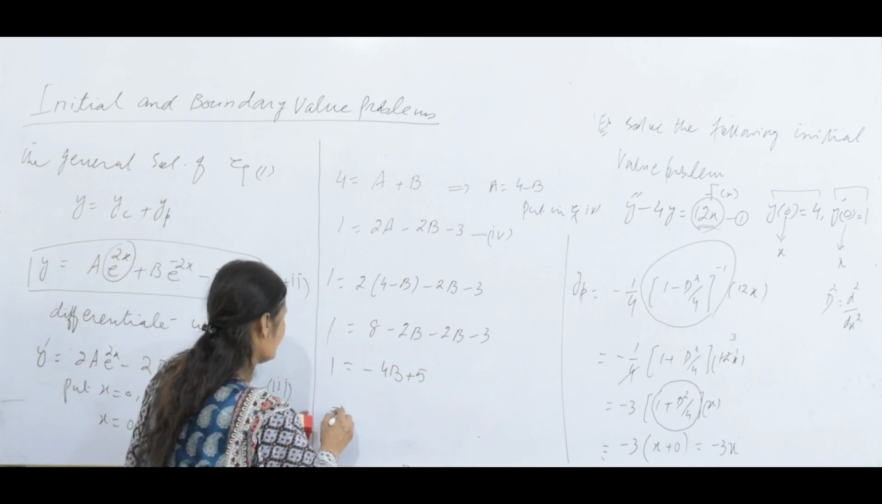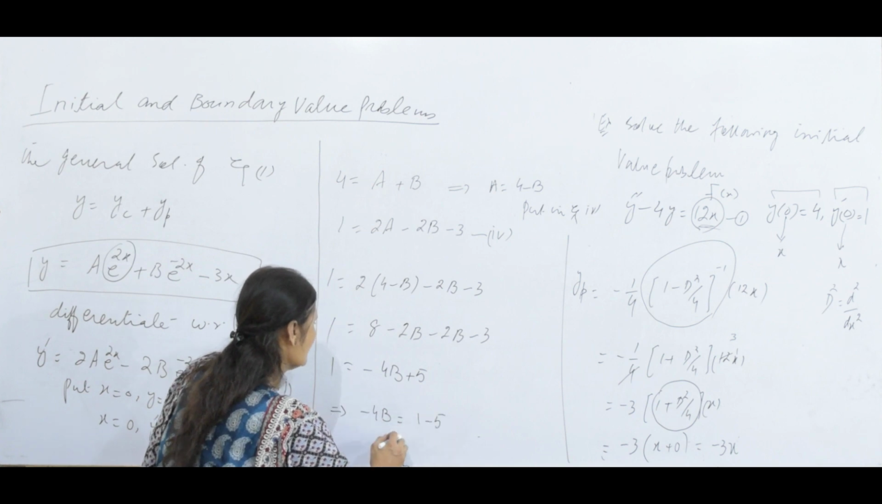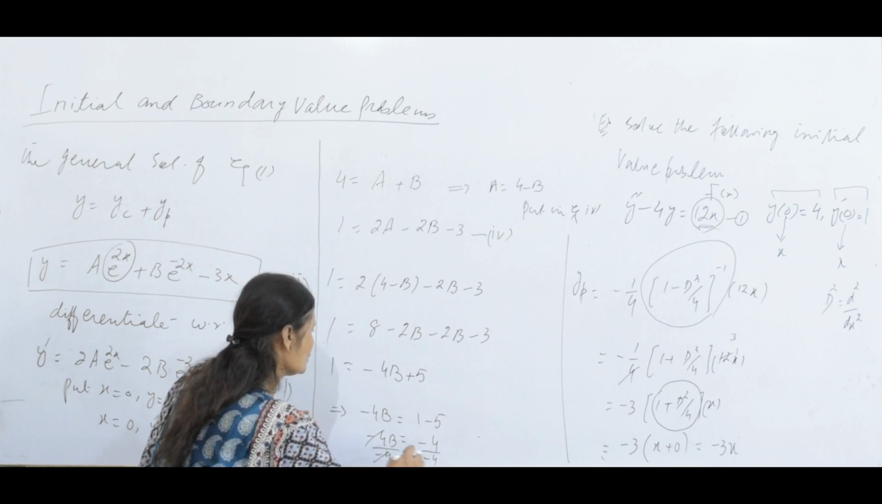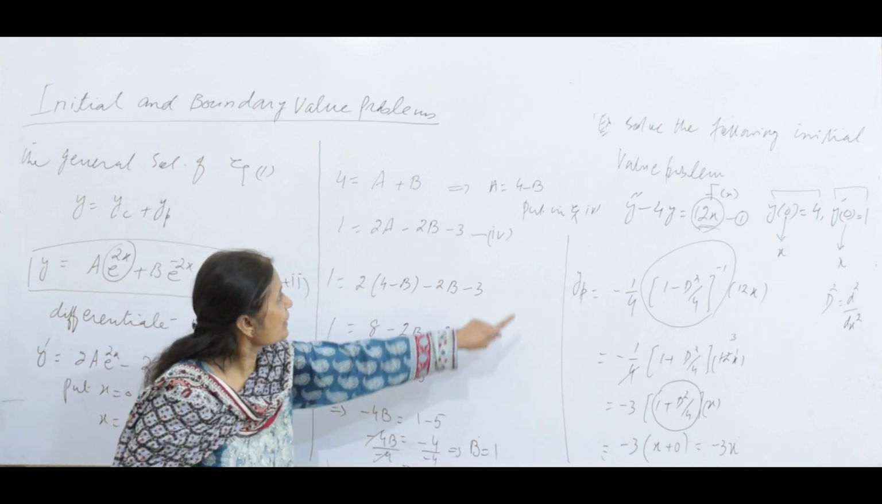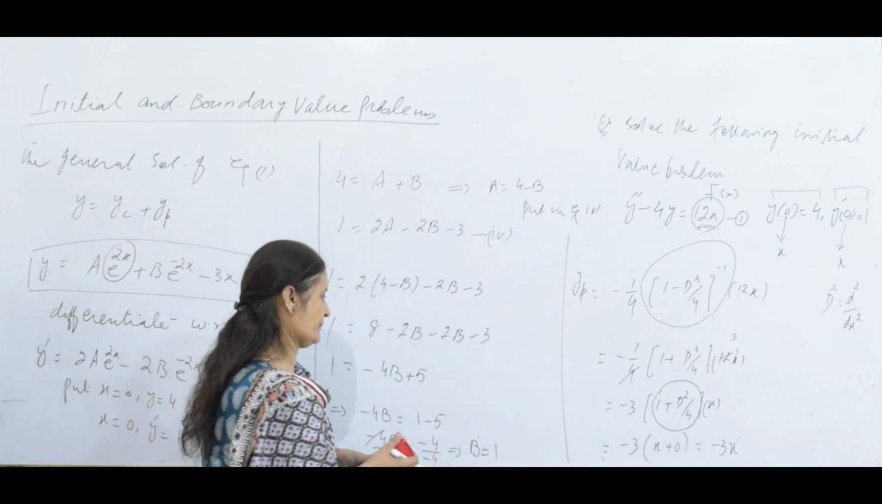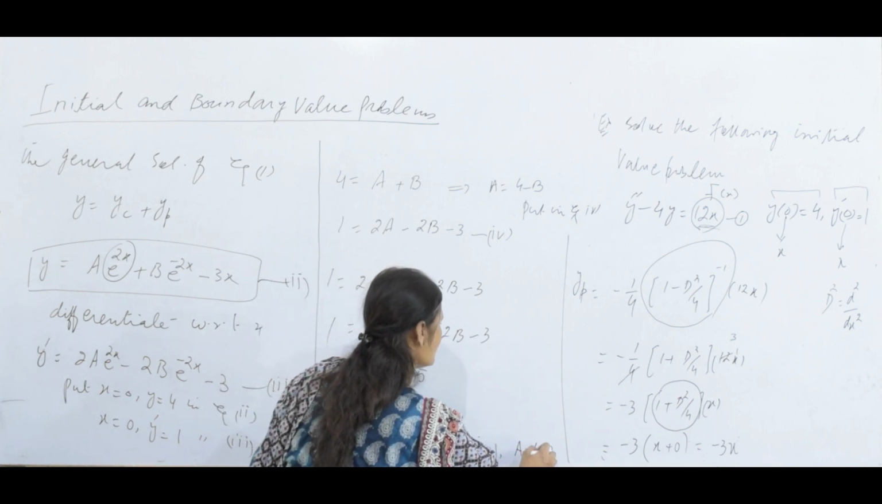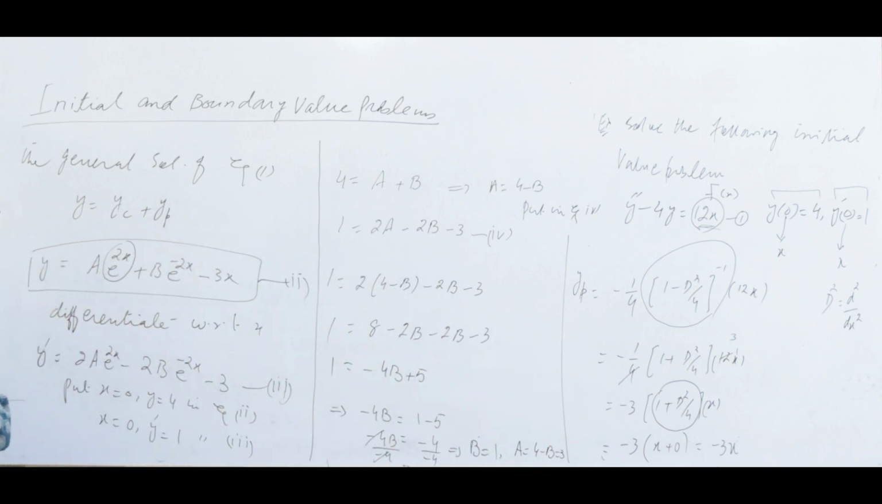So it means minus 4b is equal to 1 minus 5, which is minus 4. Dividing by minus 4, this implies b is equal to 1. If b is equal to 1, put it here. a is equal to 4 minus b, which is 3. So you have b is 1, a is 3, right down there, which we put in the general solution we are having.